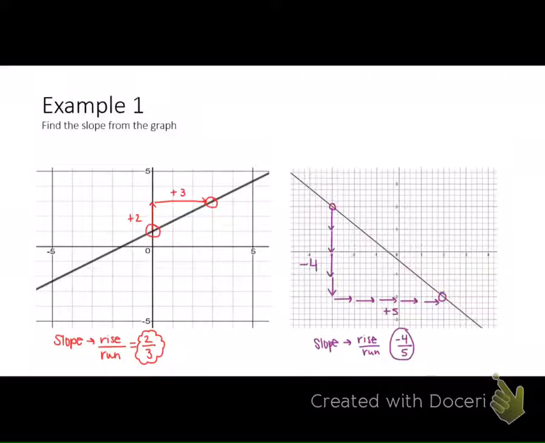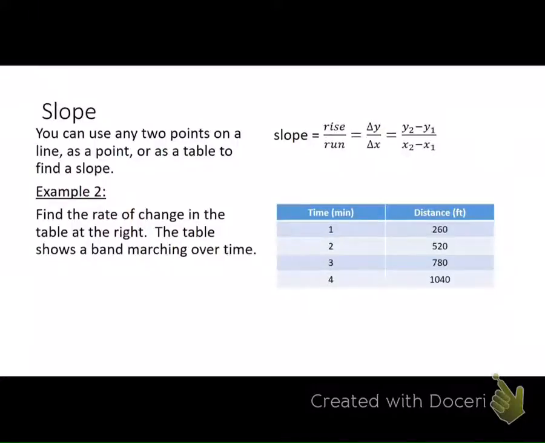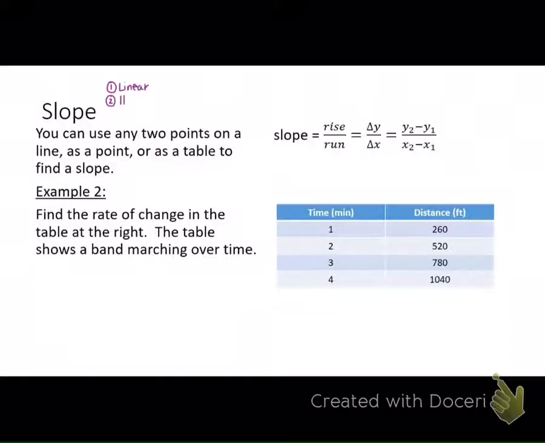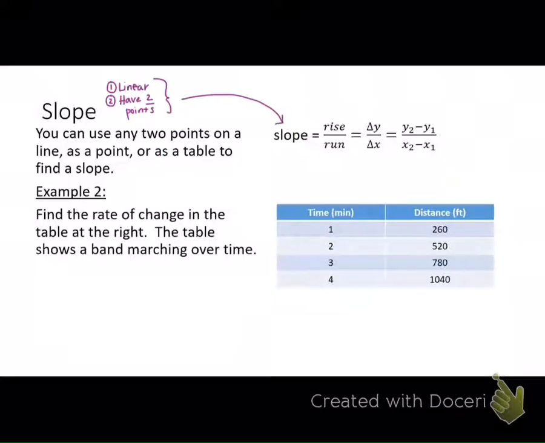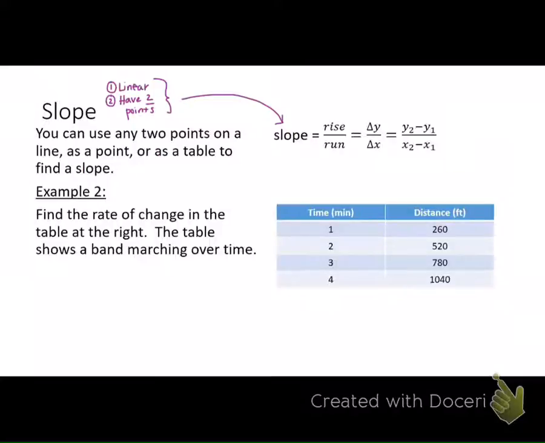All right, next example. Slope. You can use any 2 points on a line, or a table, to find the slope. As long as you know that something is linear and you have 2 points, you can find the slope using the slope formula. We said that slope is rise over run, which is change in y over change in x. You may have seen this formula last year: y2 minus y1 over x2 minus x1.